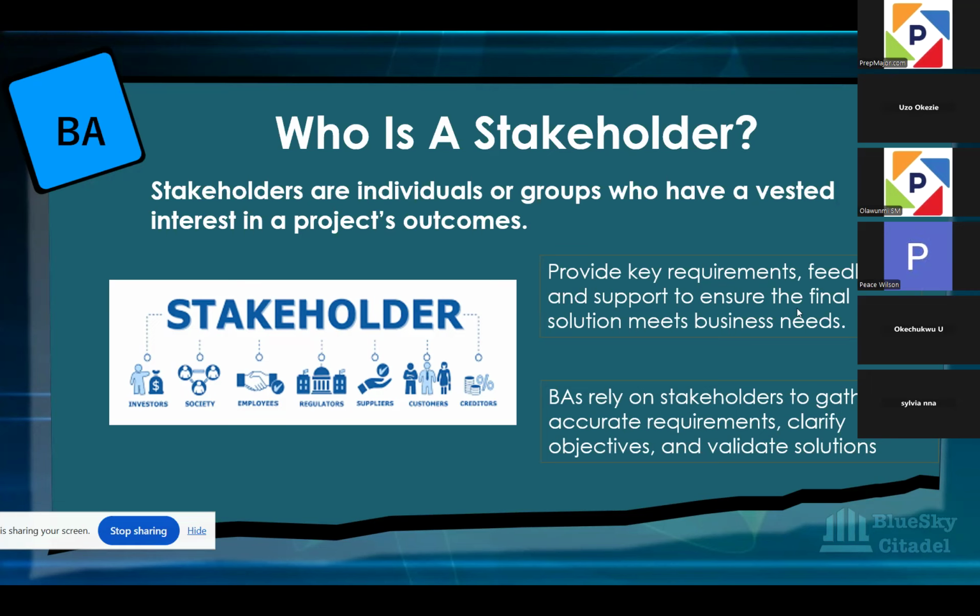As a BA, you have to know who your stakeholders are. Then you now have to categorize them. Who is the sponsor? Who is the person who is sponsoring this project? Who has the money? Who is the person that is developing this project? Who is the person that I need to get approval from? As a BA, you have to know all these things.